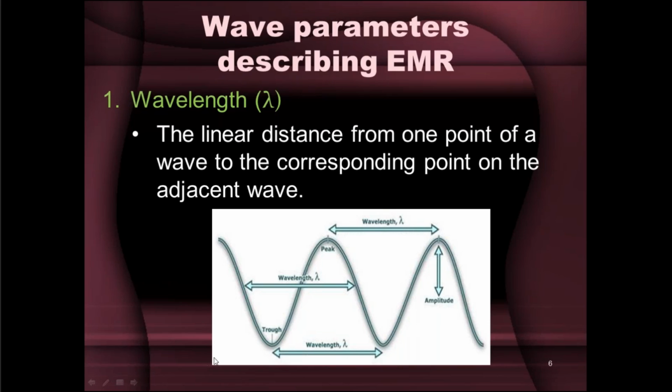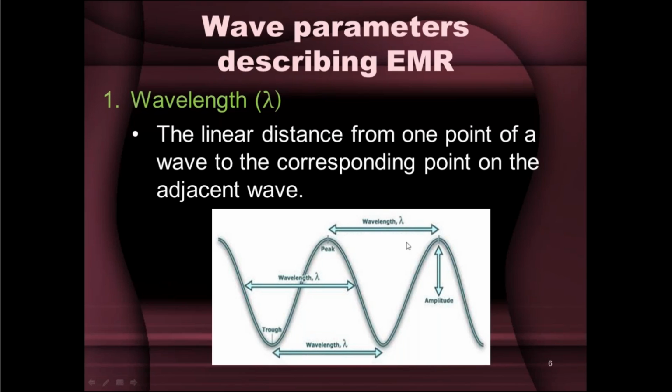Which trough? From one trough to the next trough. Or it could be from any point on one wave to the corresponding point on the adjacent wave. Now here I would like to tell why this word linear is important.